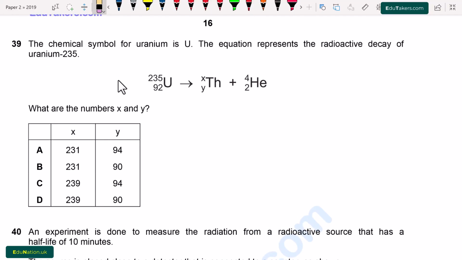Question number 39. The chemical symbol for the uranium is U. The equation represents the radioactive decay of the uranium-235. Here is uranium and it decays into helium and Th. What are the numbers X and Y? Basically here we have to find out the value of X and Y. We see this is basically the alpha decay because here is alpha particle which is helium.